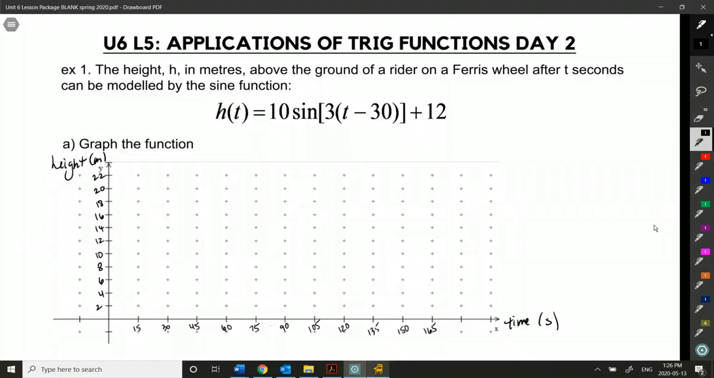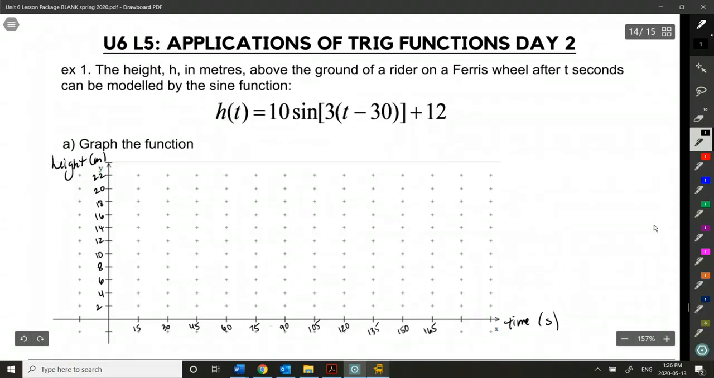In this case, we're going to take a look at a Ferris wheel, which we did look at in our rotations lesson, but this time we're going to use time in seconds as our x and height above the ground as the rider rotates around the Ferris wheel. I've labeled height in meters as my y scale and time in seconds as my x. You might be wondering how I came up with these numbers, and I'm going to show you how I did that.